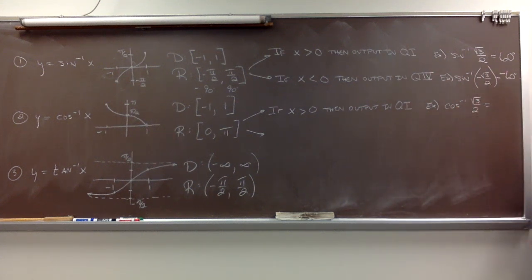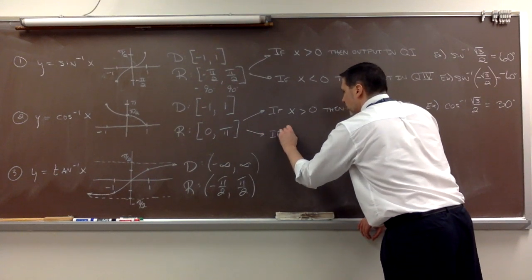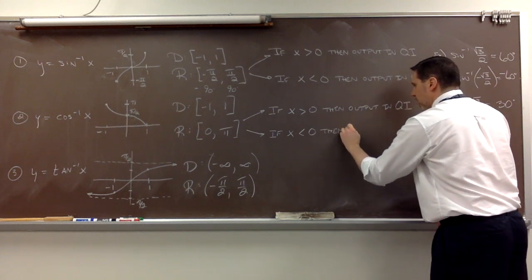But the cosine inverse of the square root of 3 over 2 will be 30 degrees. And like I said, go to your calculator, hit the cosine inverse of the square root of 3 over 2, and you will see it is 30 degrees. Right? If x is less than 0, then output.